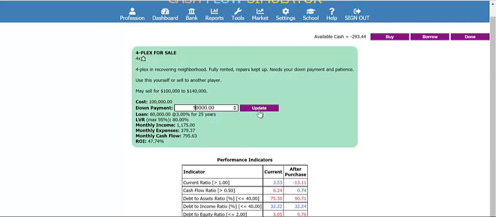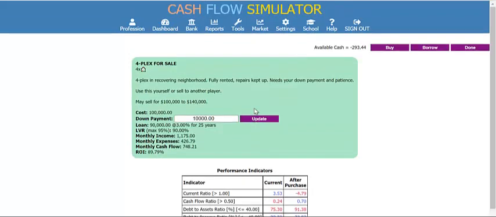When I hit update, so first of all, let's have a look. So at $20,000, the loan is $80,000 at 3% for 25 years. It gives me my loan to value ratio, my monthly income, my monthly expenses, my monthly cash flow, and my return on investment. So hold on to those numbers in your mind, and when we hit update, you'll notice that things have changed. My loan is now $90,000 at 3%.